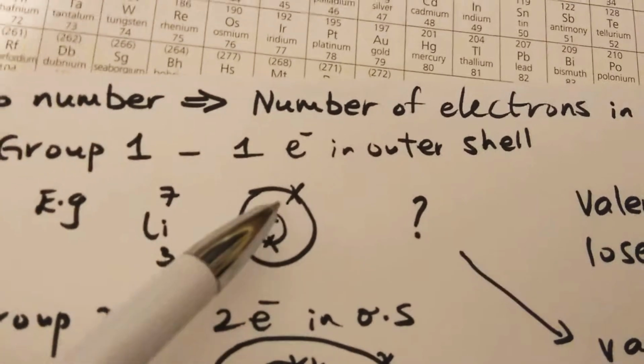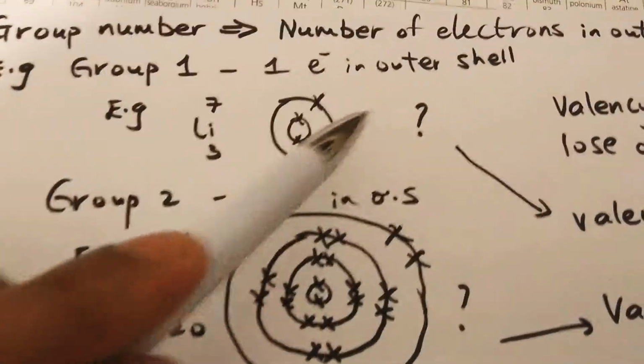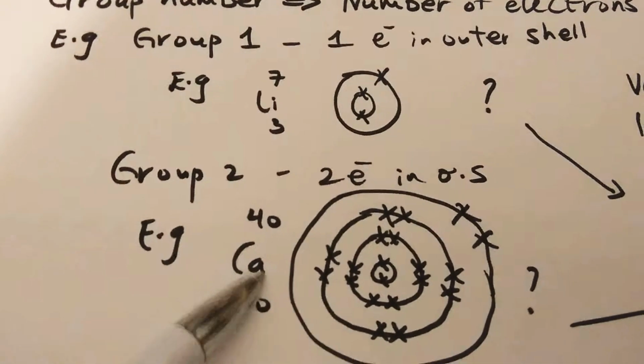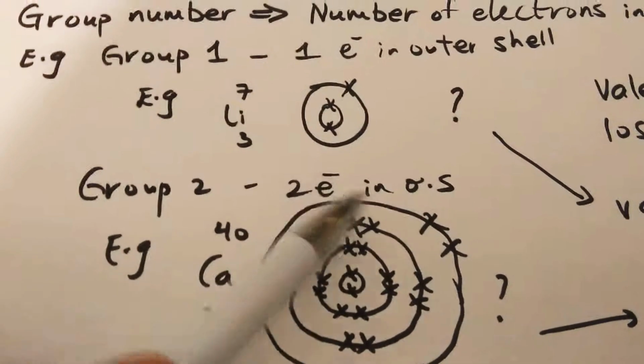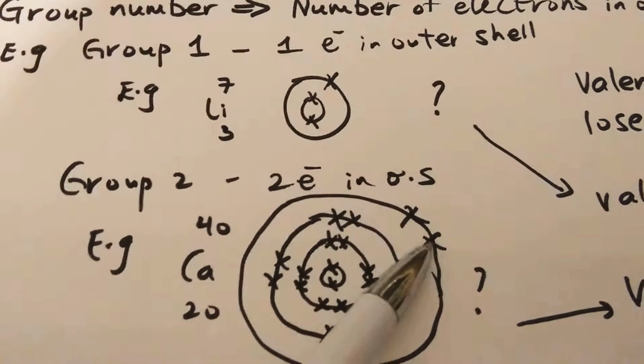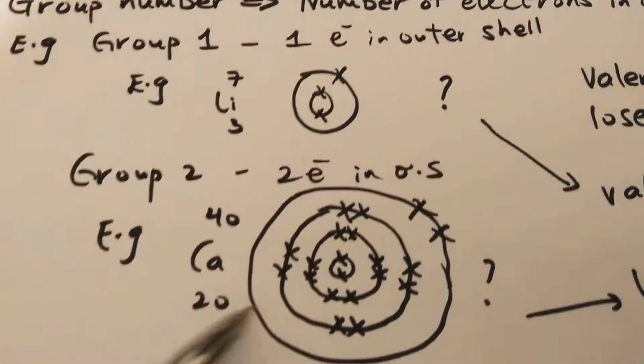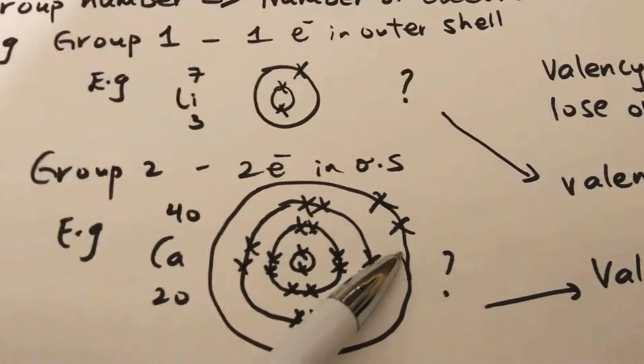Right. So now, let's look at another example before we go to the valency. Look at group 2. Group 2, I've taken calcium. Calcium is in group 2, it has 2 outer electrons. Here's the proof. 1, 2 outer electrons. Okay, because it has proton number 20. I've drawn everything. I have 2 outer electrons.